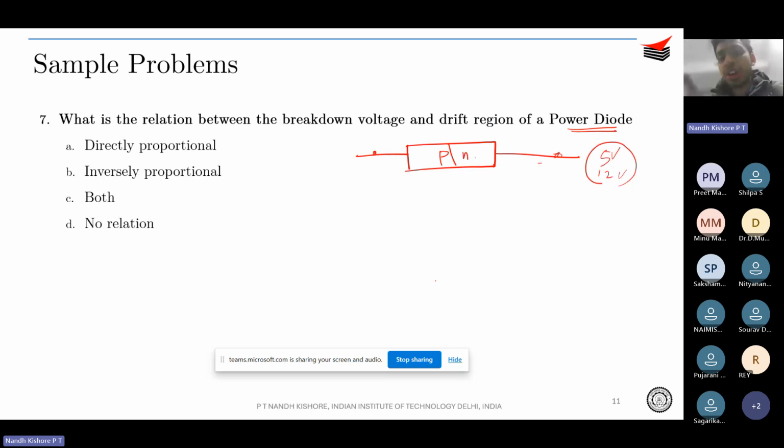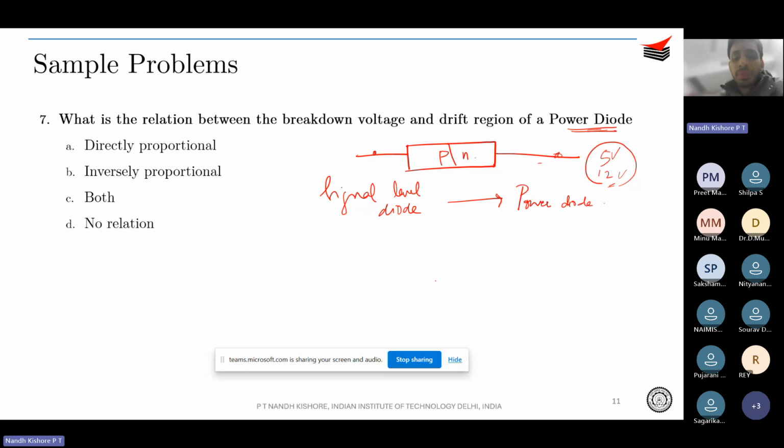How do you use the same diodes for power applications? Let's say you want the diode to block 1200 volts, 600 volts, 400 volts. Can you use the signal level diode? Obviously, you can't. So what's the addition that you do to make it a power diode? How do you convert a signal level diode to a power diode?